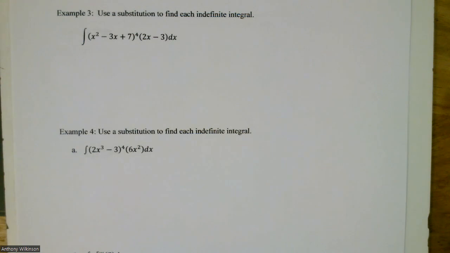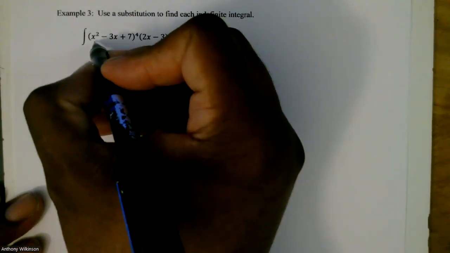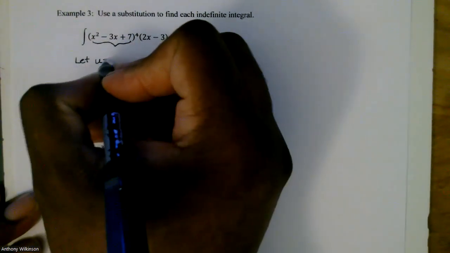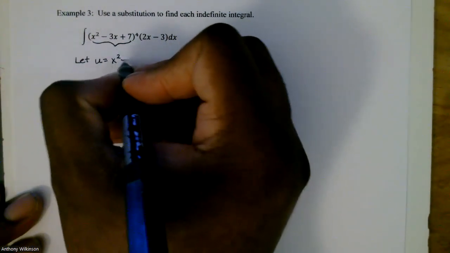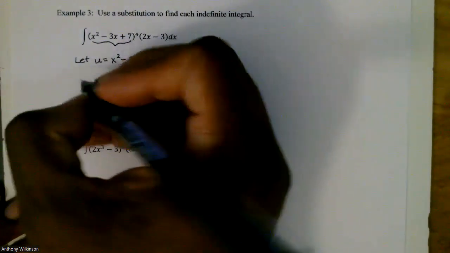Okay, so here I'm going to select a u so that du will be a factor of the integrand. And I'm going to start with this one right here, that x squared minus 3x plus 7. That's the part that's inside the parentheses. I'm going to let u equal x squared minus 3x plus 7.